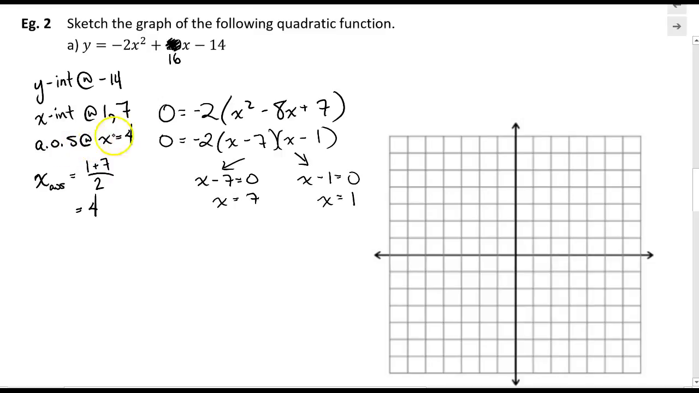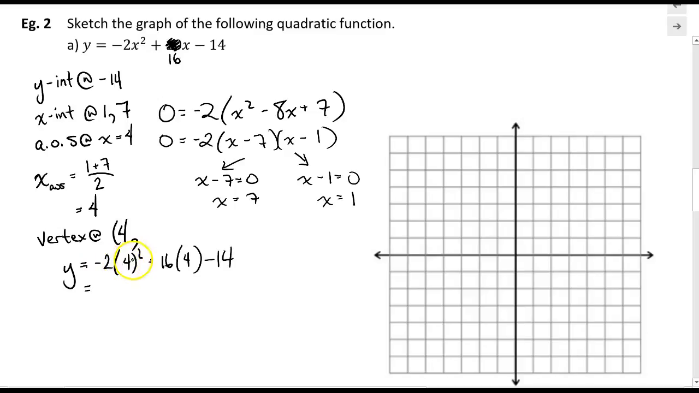This also means that my vertex is at x equals 4. Now I just need to figure out my y value. Plug and chug. -2 times 4 squared plus 16 times 4 minus 14.